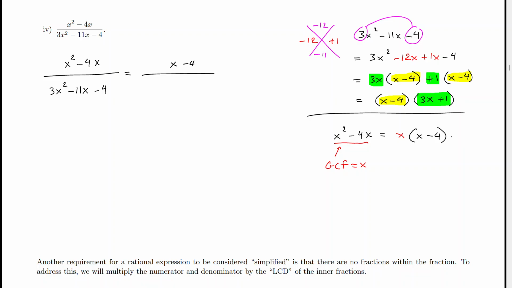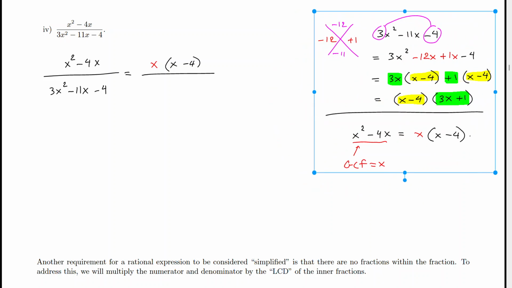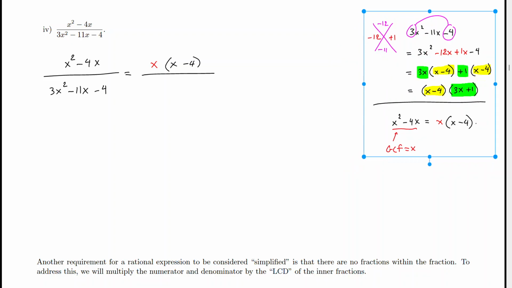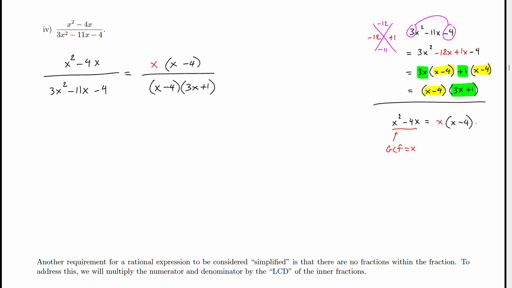So we had x minus 4 in the numerator. It was multiplied by the original x, the GCF. The denominator got factored using this big X method. And let me shrink all this down a little bit so we can have some space. But the idea is the denominator will have x minus 4 and the 3x plus 1 that we found on the scratch paper. And as we can see, now it's a product on the numerator, it's a product on the denominator, so we can divide out the x minus 4's.